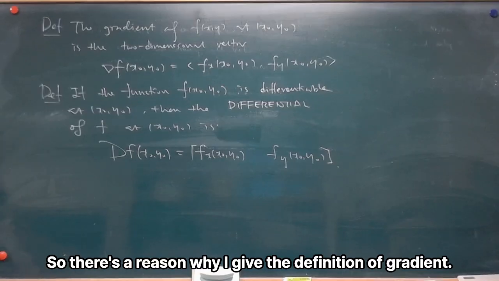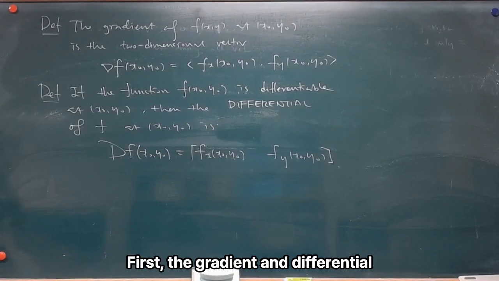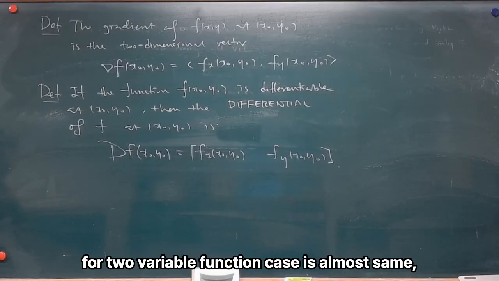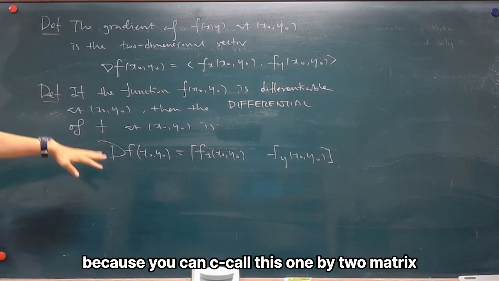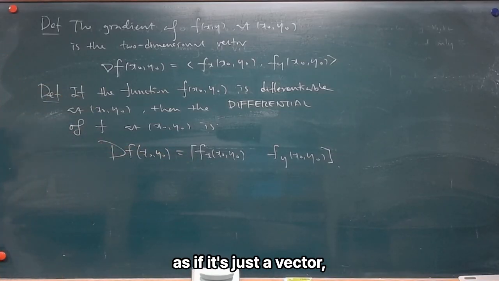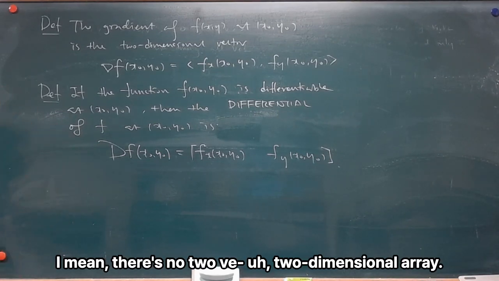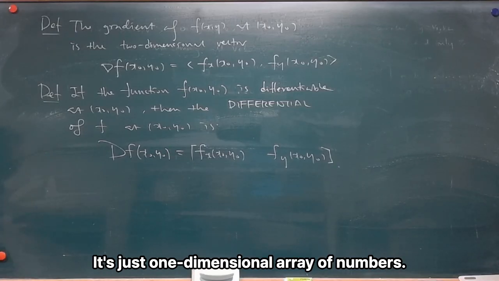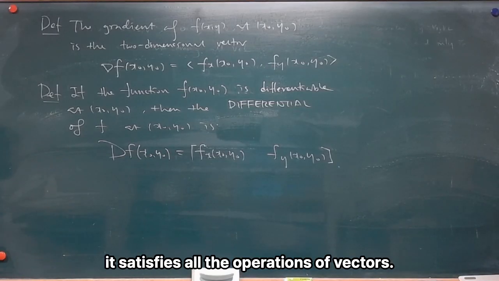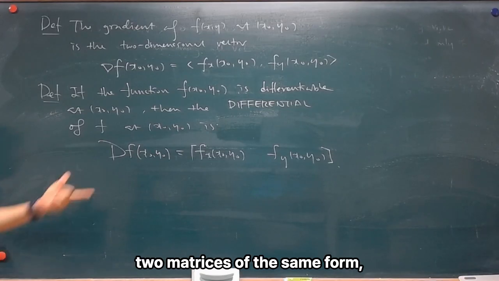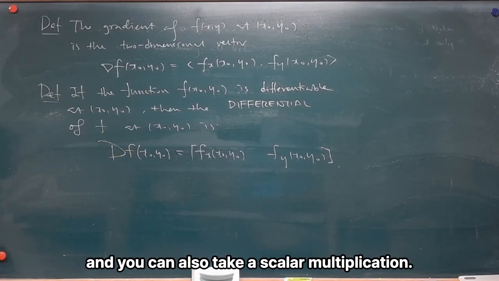Okay, so there's a reason why I gave the definition of gradient. First, the gradient and differential for the two-variable function case are almost the same, because you can call this 1 by 2 matrix a vector, since it only consists of two entries and it's linear. There's no two-dimensional array. It's just a one-dimensional array of numbers. And if you have a matrix, it satisfies all the operations of vectors. You can add two matrices of the same form, and you can also take a scalar multiplication.